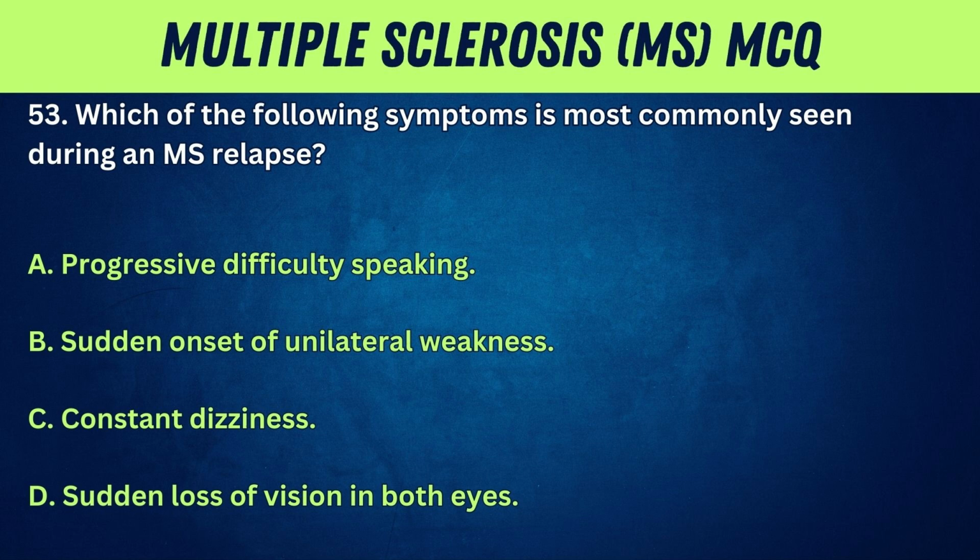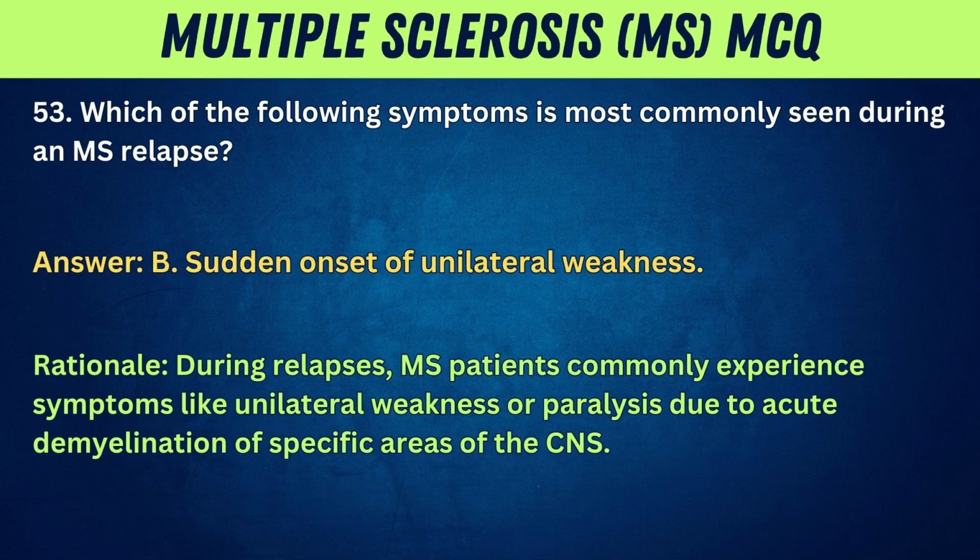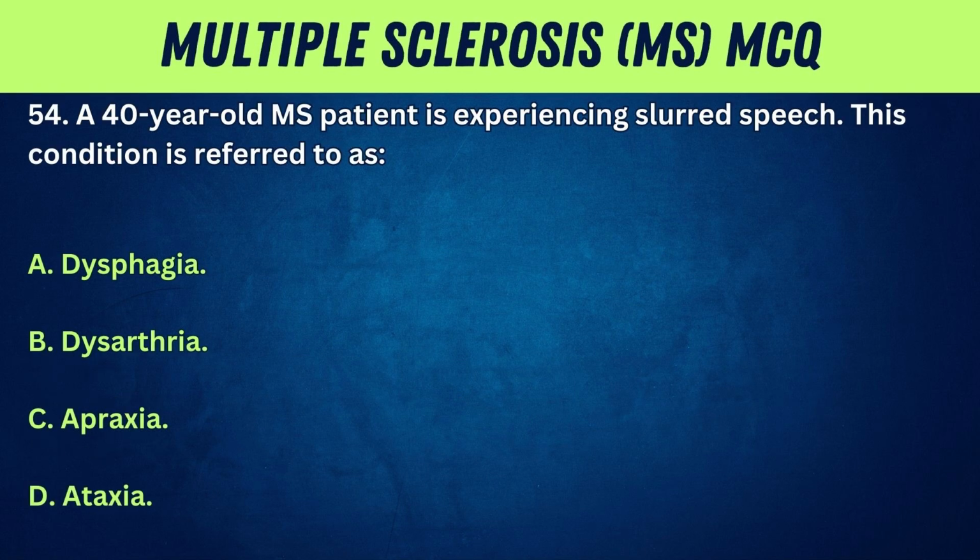Which of the following symptoms is most commonly seen during an MS relapse? A. Progressive difficulty speaking. B. Sudden onset of unilateral weakness. C. Constant dizziness. D. Sudden loss of vision in both eyes. Answer: B. Sudden onset of unilateral weakness. Rationale: during relapses, MS patients commonly experience symptoms like unilateral weakness or paralysis due to acute demyelination of specific areas of the CNS. 54. A 40-year-old MS patient is experiencing slurred speech.